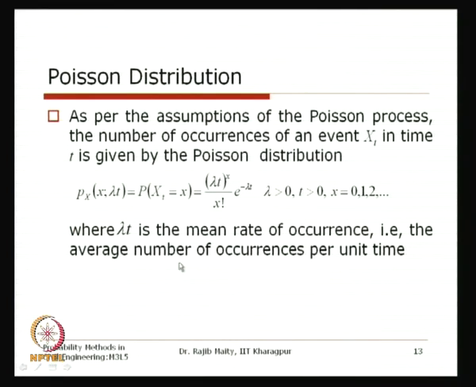So, with this assumption of the Poisson process, the number of occurrences of an event, X_t, in time t is given by this Poisson distribution. One thing I want to mention here: whenever we are talking about any particular distribution, it is very essential to know which event we are calling the random variable.